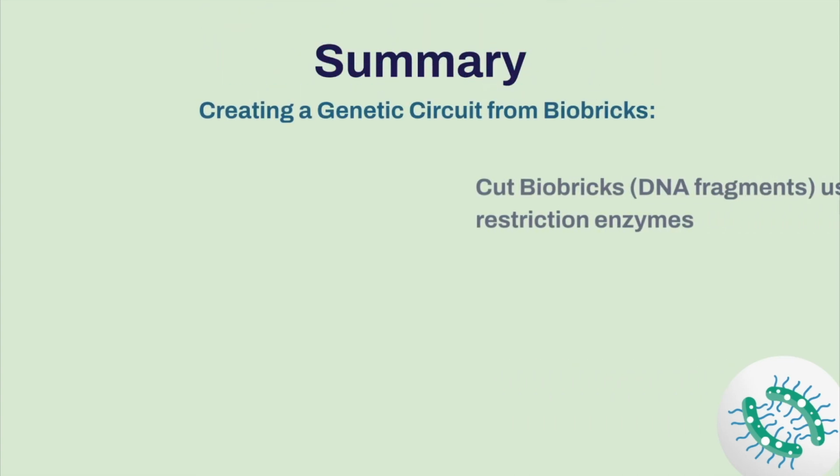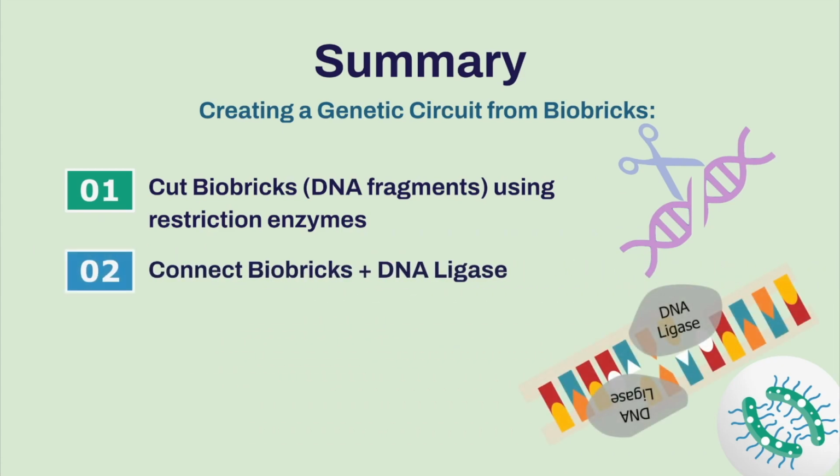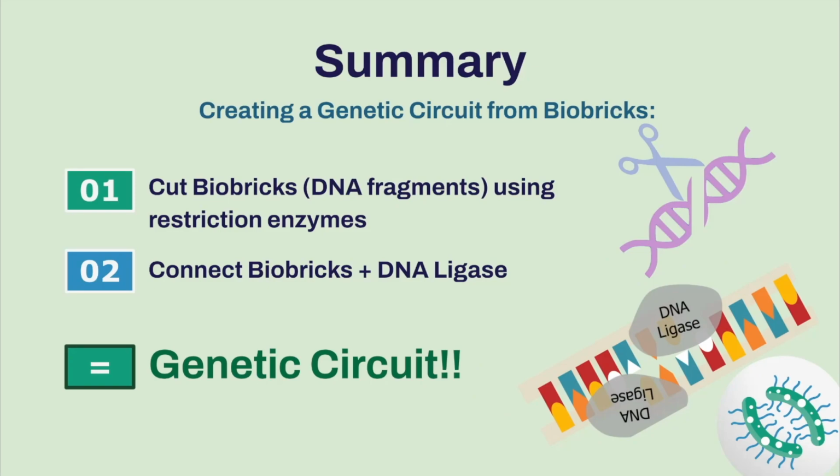To summarize, first we cut out fragments of DNA, or biobricks, using our scissor-like restriction enzymes. Then we connect those biobricks with DNA ligase and create our very own genetic circuit. Finally, we check if the procedure was successful by making sure it glows or produces the correct proteins. Thank you for watching our biobrick video.